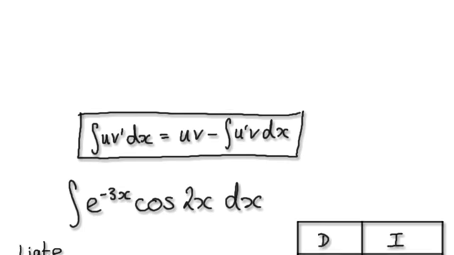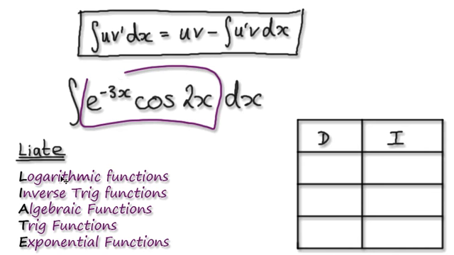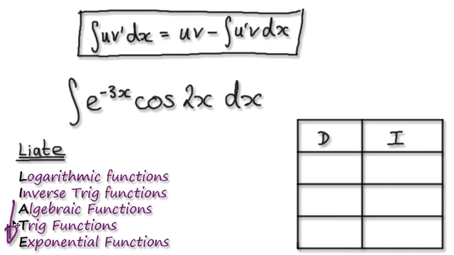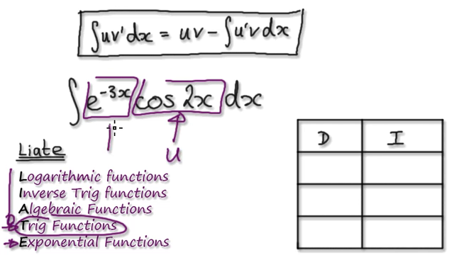So following on from the previous video, I asked you to integrate this, and then I asked you to press pause and have a go. So now we're going to do it. Looking at this here, you've got an exponential here, and then here you've got a trig. Because the trig is higher up in the list, we should make the trig our u. So let this be u, and let this be our v prime.